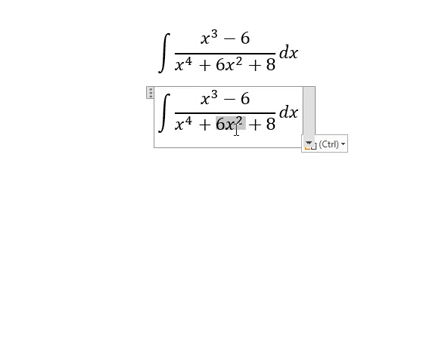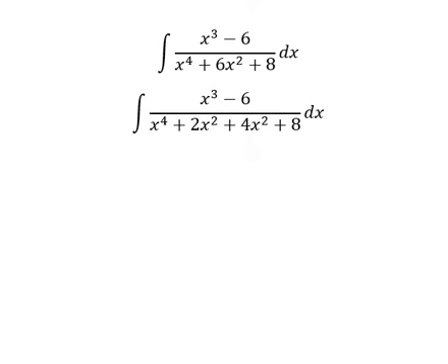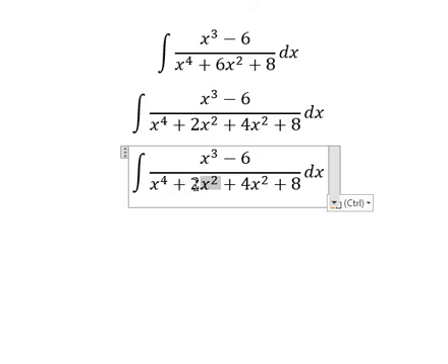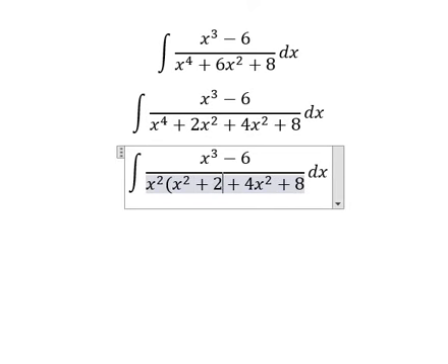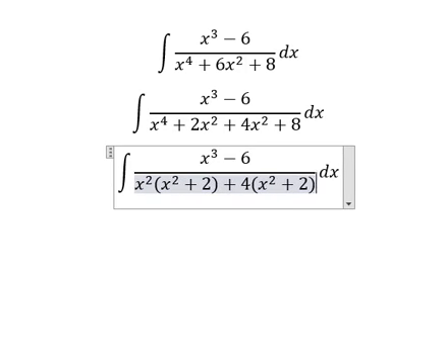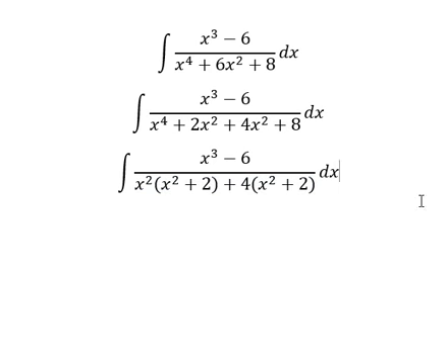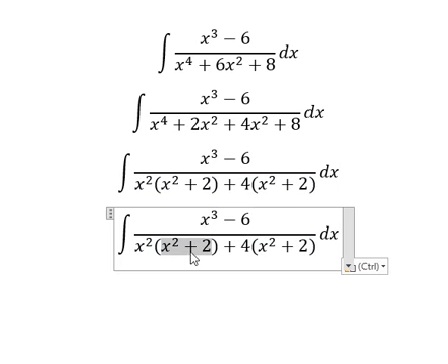About 6s squared, we put about 2s squared and 4s squared. Next, we can do about factorization by s squared. We can do another factorization by number 4. Next, we can do another factorization by s squared plus 2.